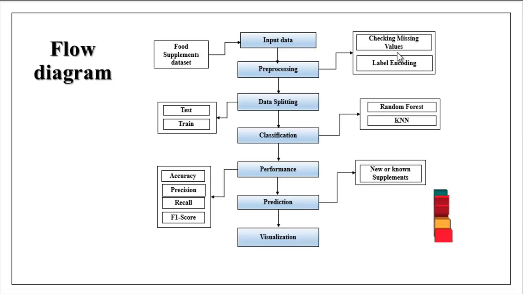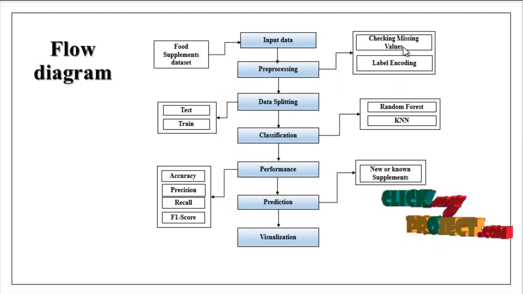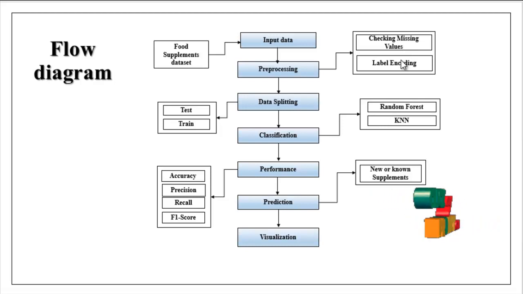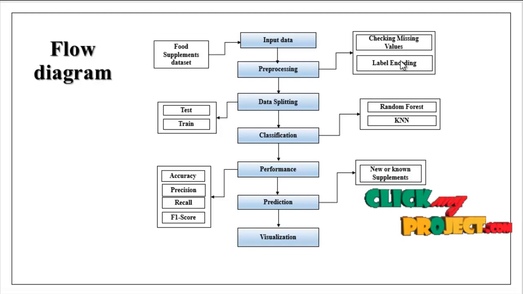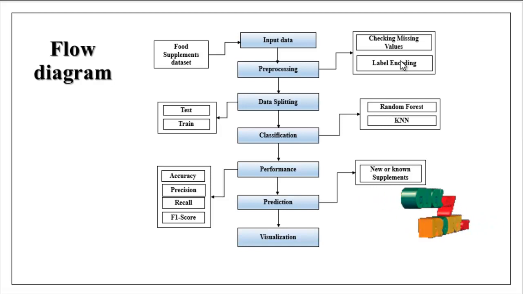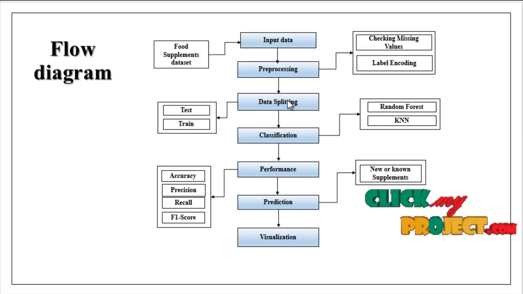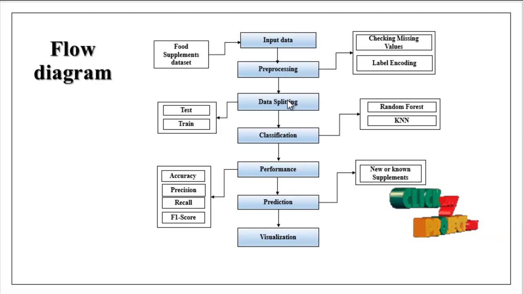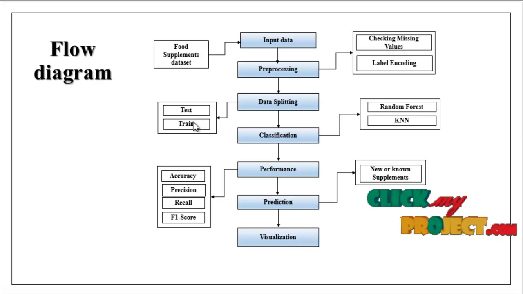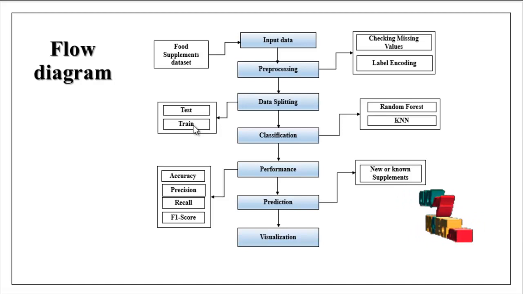In this step, we check whether any missing values are present, to avoid wrong prediction. Then label encoding converts the string into a numeric integer value. The pre-processed data is carried to the data splitting module. In this step, we split the whole data into test and train. Test is used for prediction and train is used for evaluation.